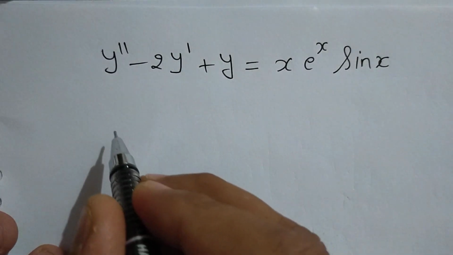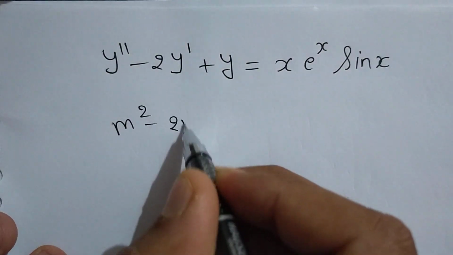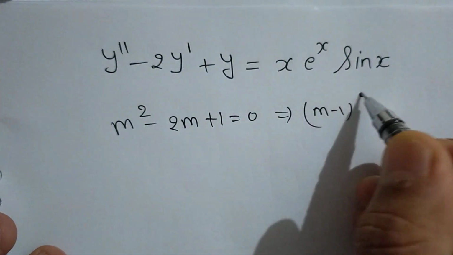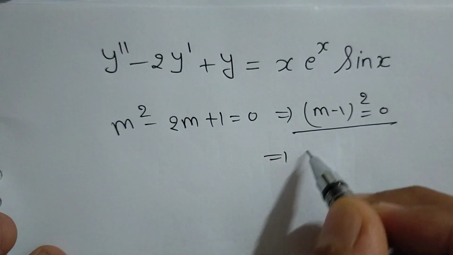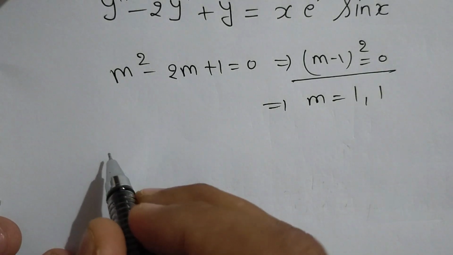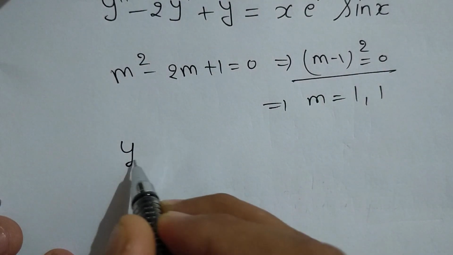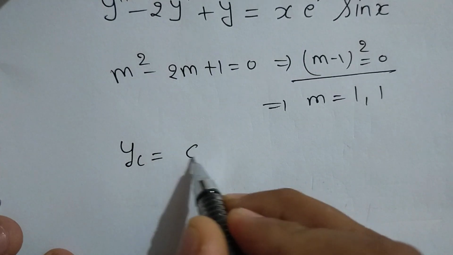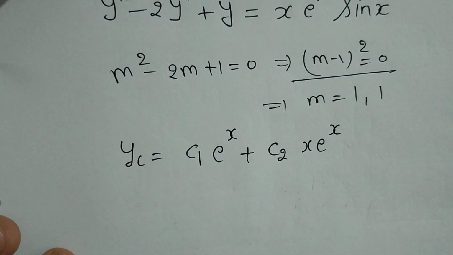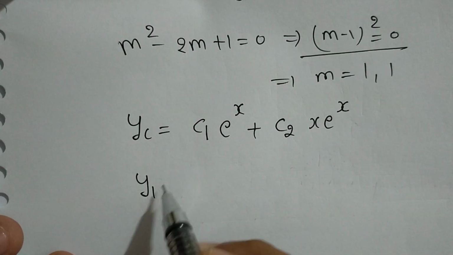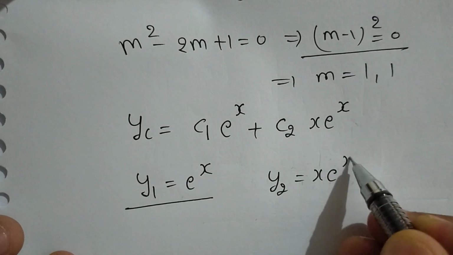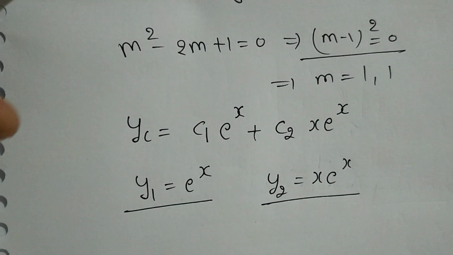So the auxiliary equation will be m square minus 2m plus 1 equal to 0, which implies m minus 1 whole square equal to 0. So m equal to 1. So these are repeated roots. So we'll have the complementary function yc as c1 e power x plus c2 x e power x. So here the solution y1 will be e power x and y2 will be x e power x. So this is your complementary function.